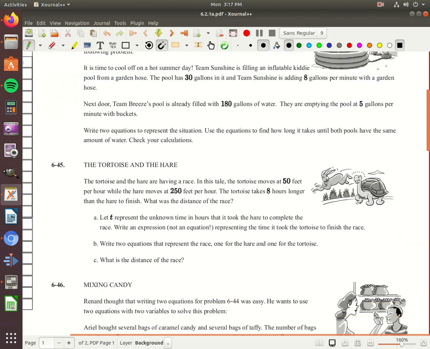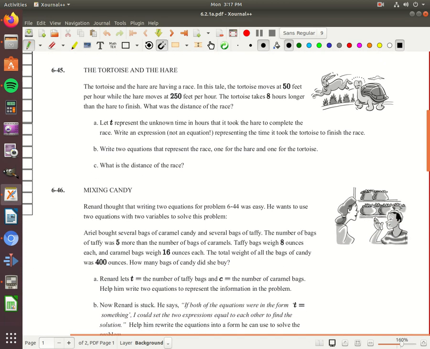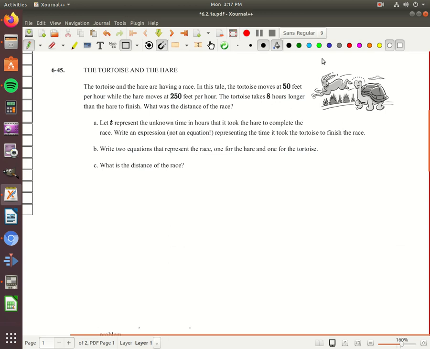So moving along here. Tortoise and the hare. Go ahead and clear myself some space. And let's answer some of these questions. The tortoise and the hare are having a race. In this tale, the tortoise moves 50 feet per hour, while the hare moves 250 feet per hour. The tortoise takes 8 hours longer to finish than the hare. Hey, look, we have a distance equals rate times time problem. So t is going to represent the unknown time in hours it took the hare to complete the race.